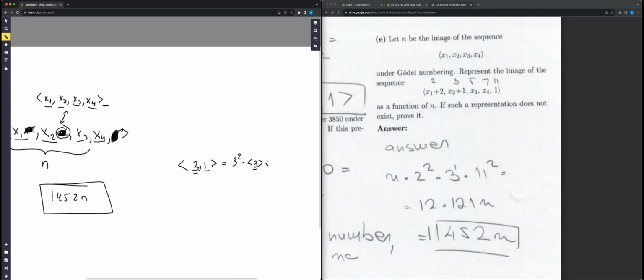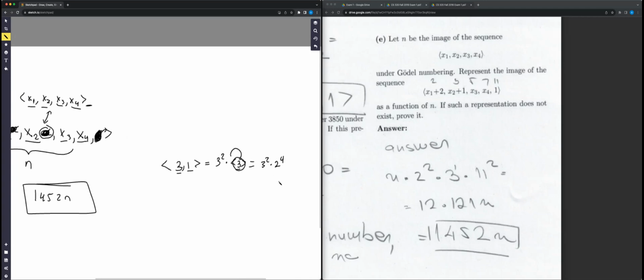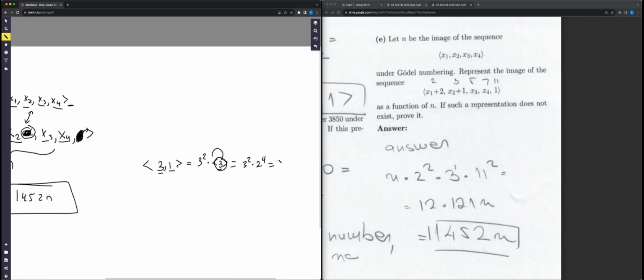Okay, and then how do I get rid of this number, this 3 here? How do I move this outside? That means this is equal to 3 squared times 2 to the 4th. Right? And then whatever this multiplies out to, like 8 times 9. Oh no, 16 times 9.